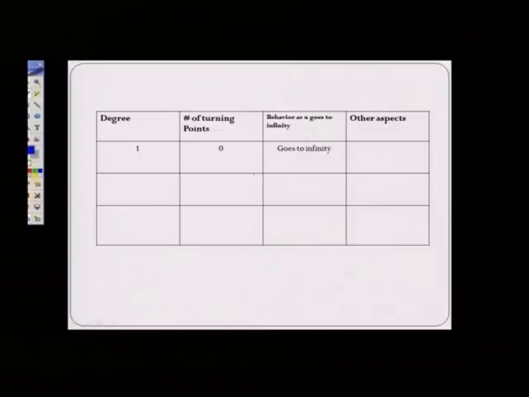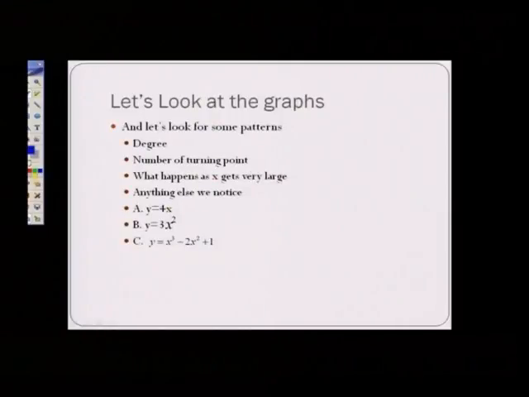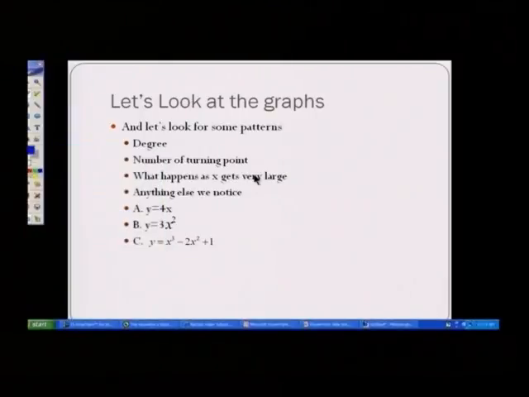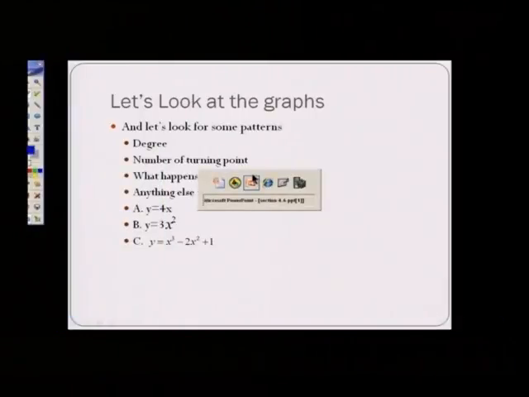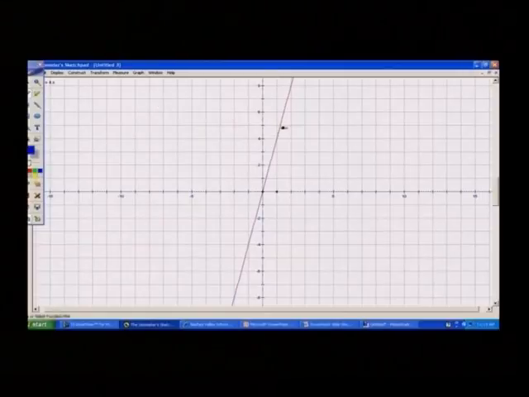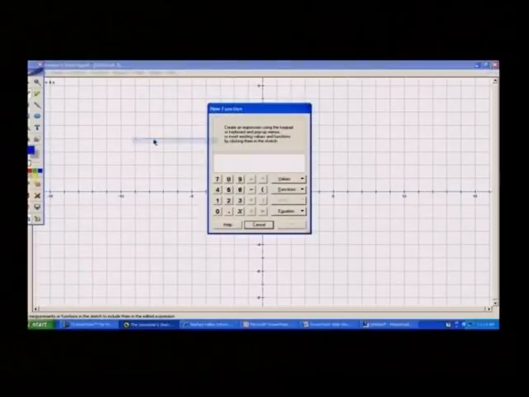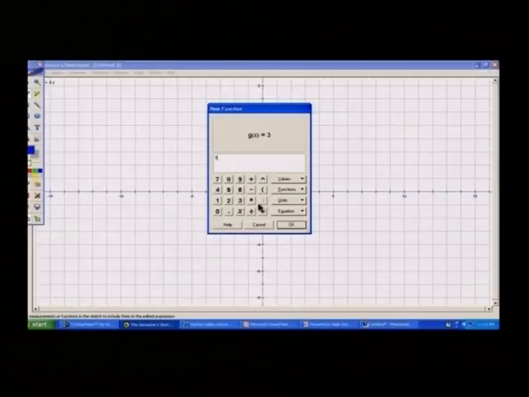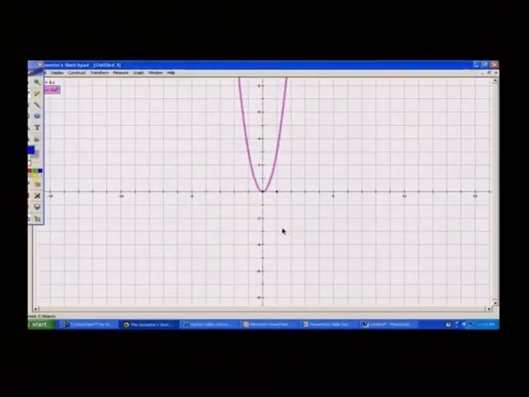So let's continue to look for a pattern. Let's look at our second equation. Our second one was y equals 3x squared. So let's take a look at that on the grapher. And delete this one out. 3x squared is our new function. Parabola, again, goes through 0, 0.